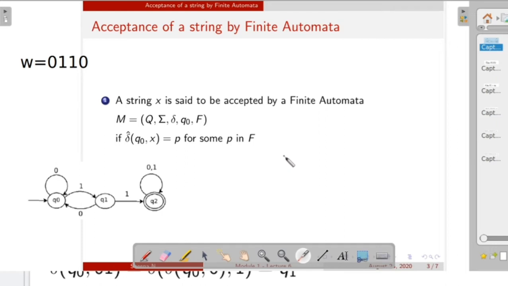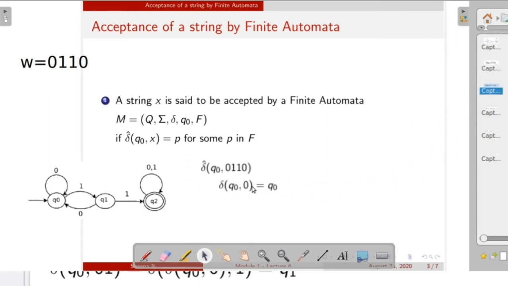How can you write the equation for that? The transition function for that. First we take the string, that means delta cap of q0, 0, 1, 1, 0. We start from the initial state q0. The given string is 0, 1, 1, 0. We put here delta cap, that means here it is a string. Our aim is to process the string from the initial state q0. For this, we start from q0.